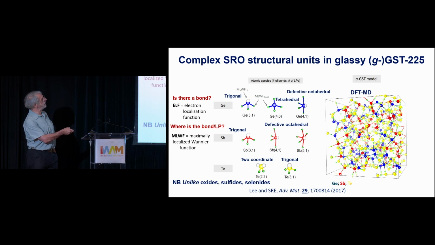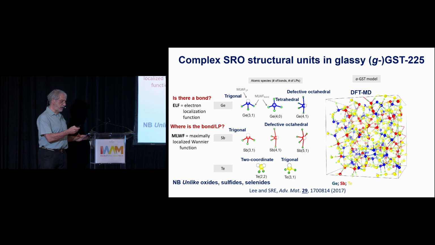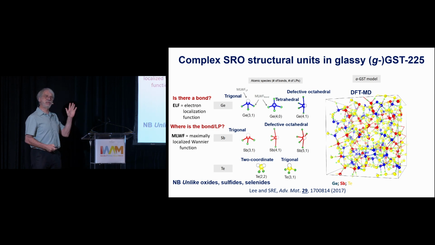Antimony, you see similar defective octahedral sites, 4 and 5, no tetrahedral ones, but this trigonal one too. And tellurium, what you might expect, 2-fold coordinated, but also 3-coordinate. So actually quite a zoo of local coordinations, and importantly, remember this stuff crystallizes in a nanosecond or so. You don't have time in a nanosecond for atoms to move a long way to find the local crystal minimum. They've got to find it very, very quickly.